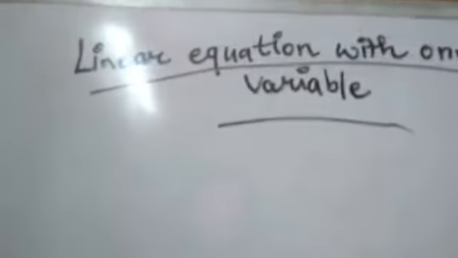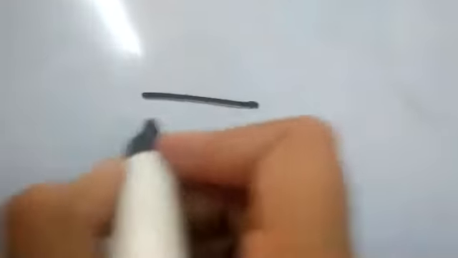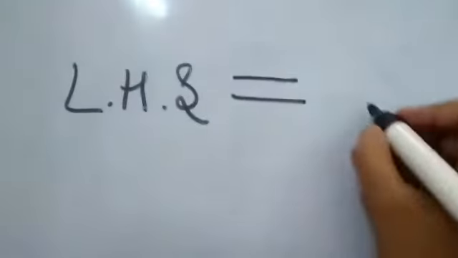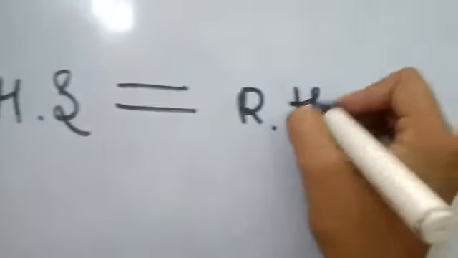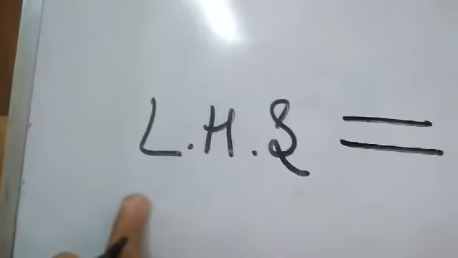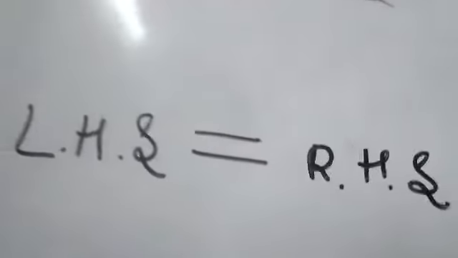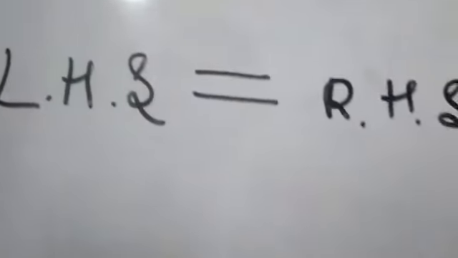Hi friends, I am Harshal and today I am going to teach you how to solve linear equations with one variable. What is the meaning of linear equation? It means in the equation there will be a sign of equal to, then only it will be called an equation, and there will be two sides, that is left hand side and right hand side. LHS is always equal to RHS. Then only it will be called an equation.